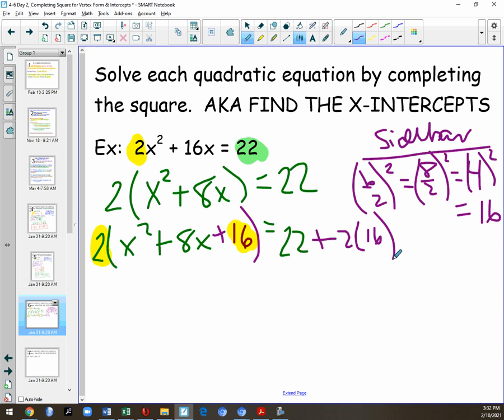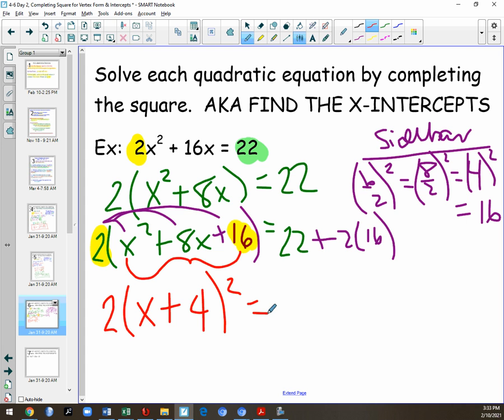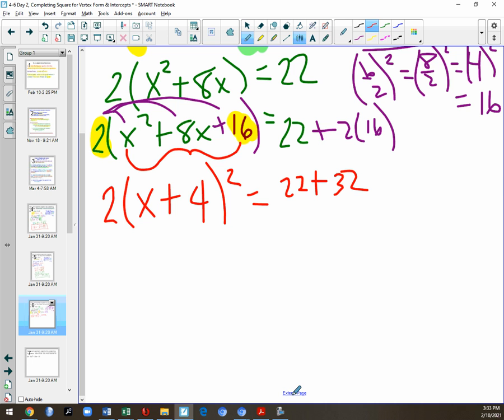That factor of 2 is going to be distributed to every single term inside the parentheses here. So that's why you have 2 times 16. If you do not multiply by that leading coefficient of 2, then you will not get the right answer. Okay, so with that being said, I continue on, and these three terms right here are going to turn into the 2 parentheses x plus the 4 quantity squared is equal to 22 plus 32. So 2 parentheses x plus 4 squared is equal to 22, and 32 is going to be 54.